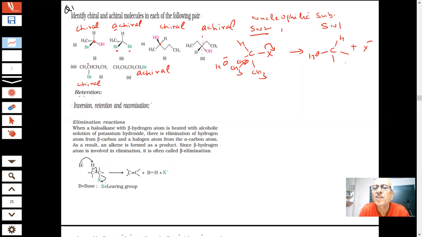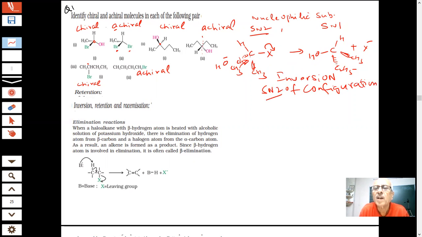What will be the result of that, students? This is pointing towards me and this group is going away from me, then what will happen? What is the result of this? You can see that there is an inversion of configuration. What I'm trying to show is that inversion of configuration takes place in the SN2 mechanism.